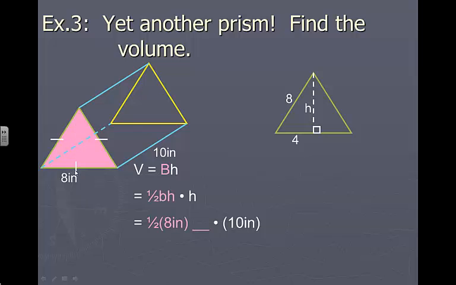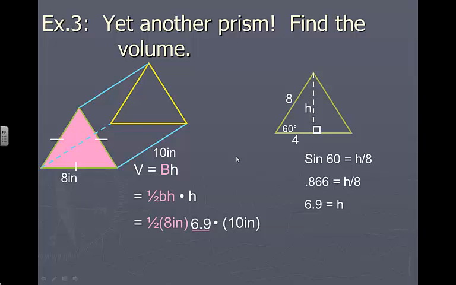And I know that since this and this are congruent, I know this side's 8. So over here I have 4 squared plus 8 squared equals 8 squared. Okay? So you can do the Pythagorean theorem, or you can use SOHCAHTOA to figure out the height. And you'll find the height is 6.9.